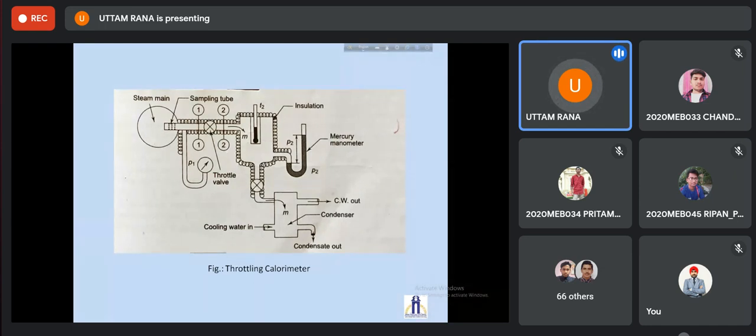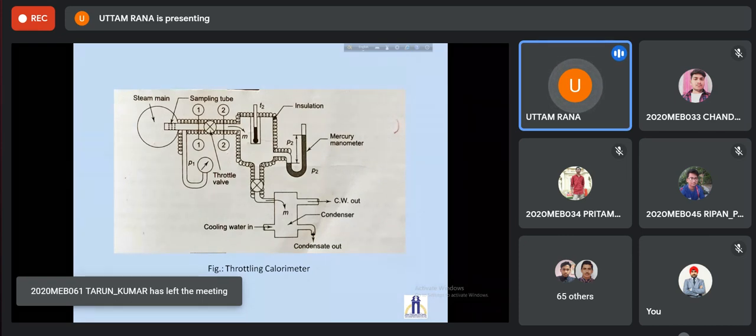Once we know the value of H, that value will remain constant during the throttling process. So H2 is equal to H1, and we can find the quality of the steam. That is the very basic idea. So you have to bring that steam from the wet saturated state to the superheated region. So throttling should be done in such a fashion that state 2 is in the superheated state.